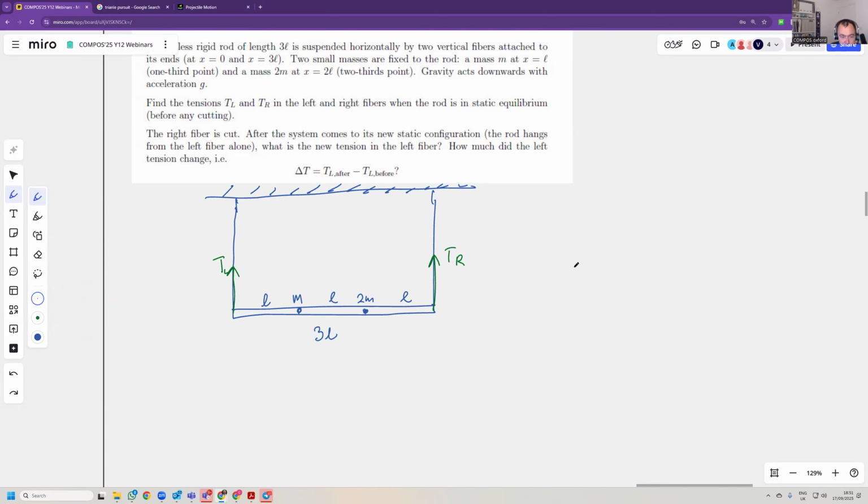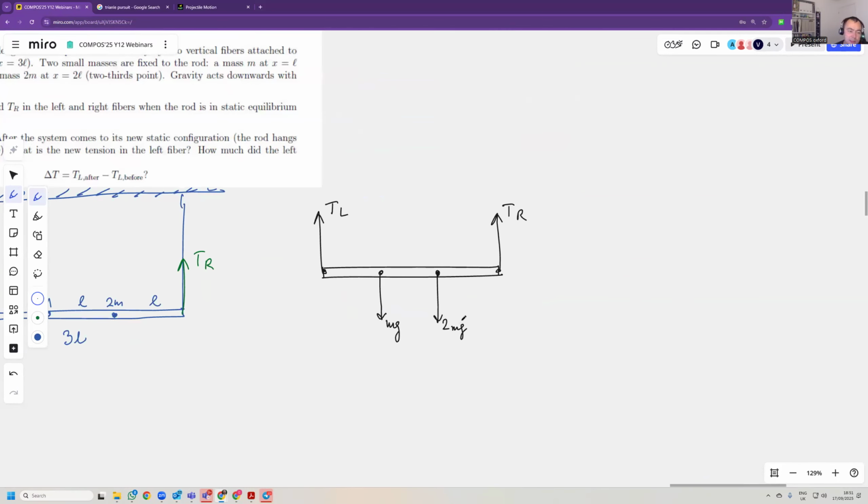if we draw the rod, I always advise to draw the rod separately and show the forces acting. So there's a tension TL, there's a tension TR, there's a downwards force here, which is mg, and there's a downwards force here, which is 2mg. Of course, because it's in equilibrium, you can say that TL plus TR is equal to 3mg. That's the first equation, but that doesn't allow you to find TL or TR.